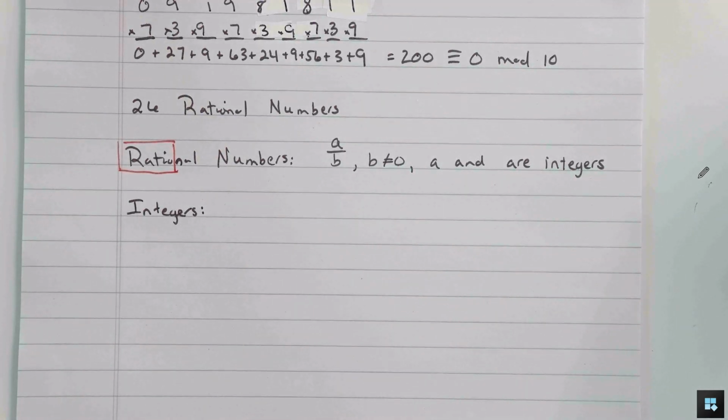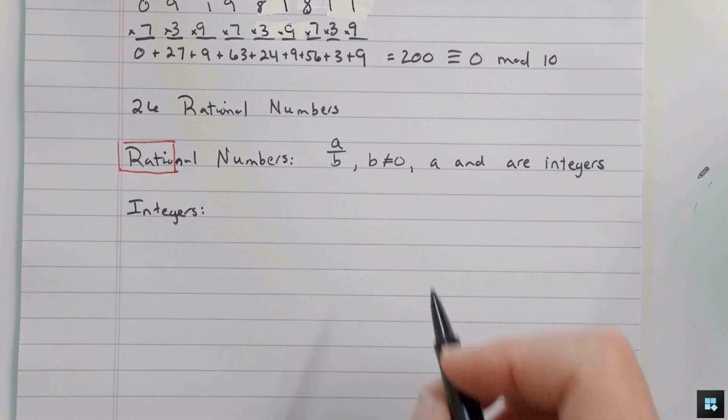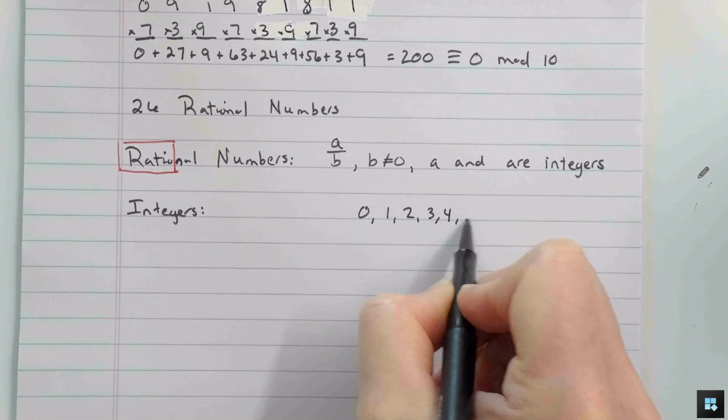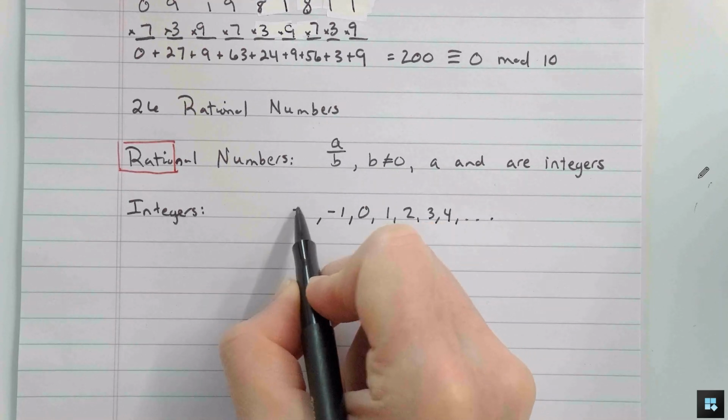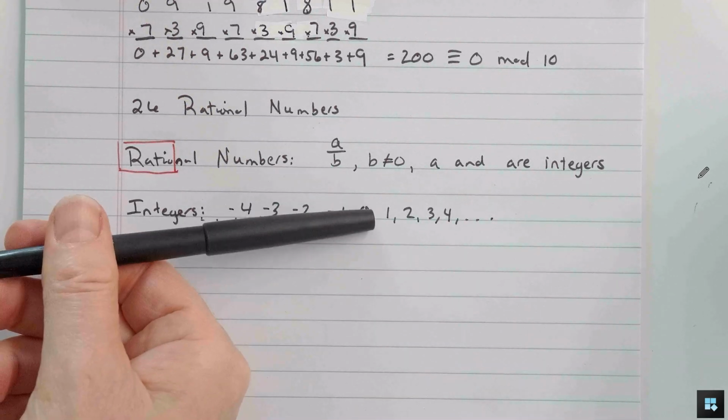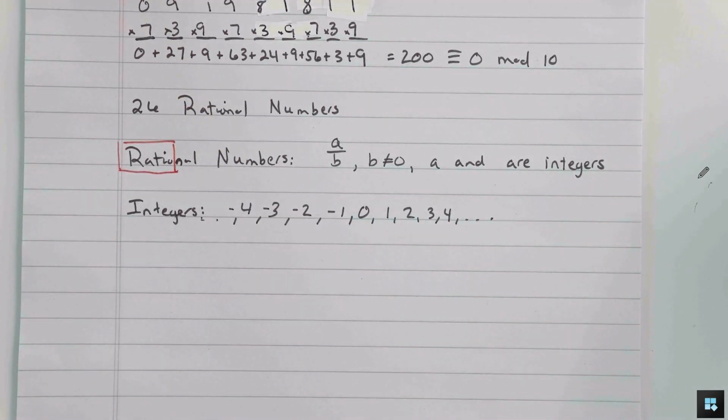We haven't looked at integers as a group yet. Does anybody know what integers are? Integers have no fractional portion, but they're more than the natural numbers. Remember, the natural numbers are 1, 2, 3, 4, and so on. The integers include 0 and the opposites of the natural numbers, the negatives. So we put dot, dot, dot to the left and dot, dot, dot to the right because we keep counting forward and backwards with the integers.